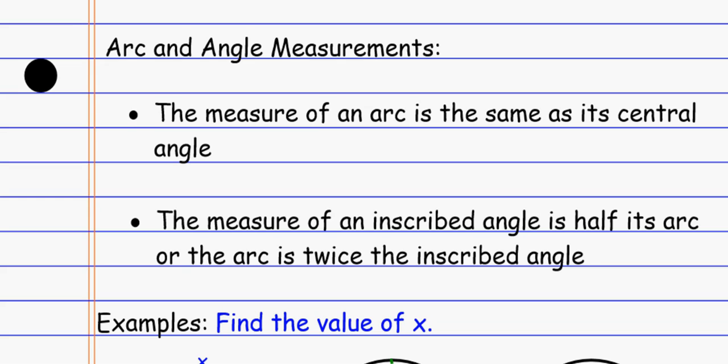For an inscribed angle, the inscribed angle is going to be half the measurement of the arc, okay? So whatever arc we're talking about that's formed by an inscribed angle, the inscribed angle is half of the arc. Or going the other way, we would say that the arc is twice the measurement of the inscribed angle. Okay, so that's the relationship that these have. The central angle is the same as the arc, but the inscribed angle is half the arc, or the arc is double the inscribed angle. Okay.